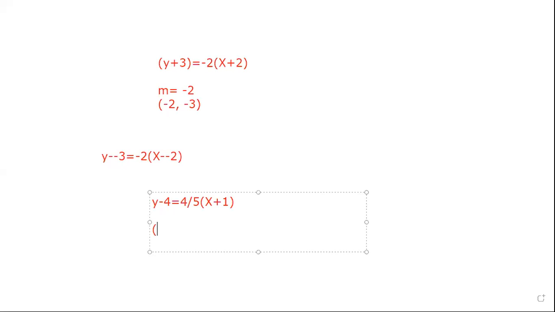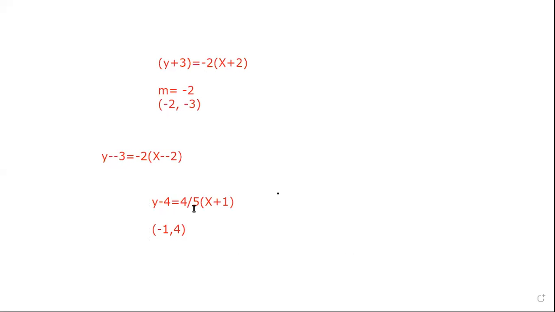x1 is -1. Yes, thank you. And what about y1? 4. Thank you so much. Okay, understood this part, grade 9? I still don't understand. You don't understand, dear Laura? Why -1? I don't understand why -1.